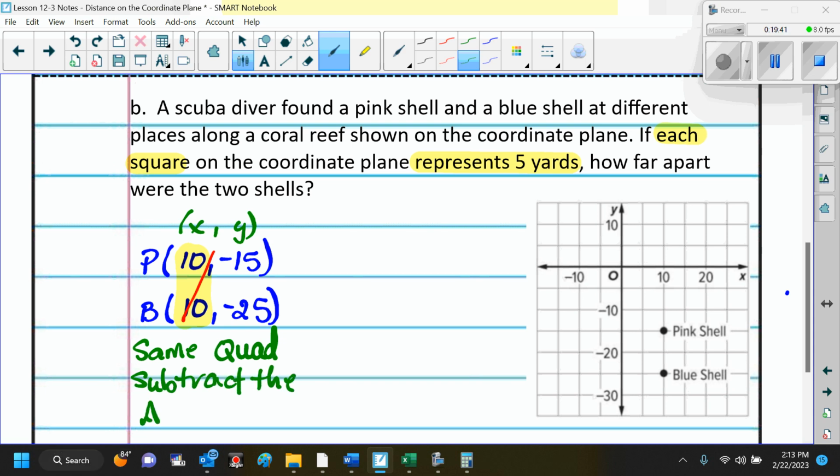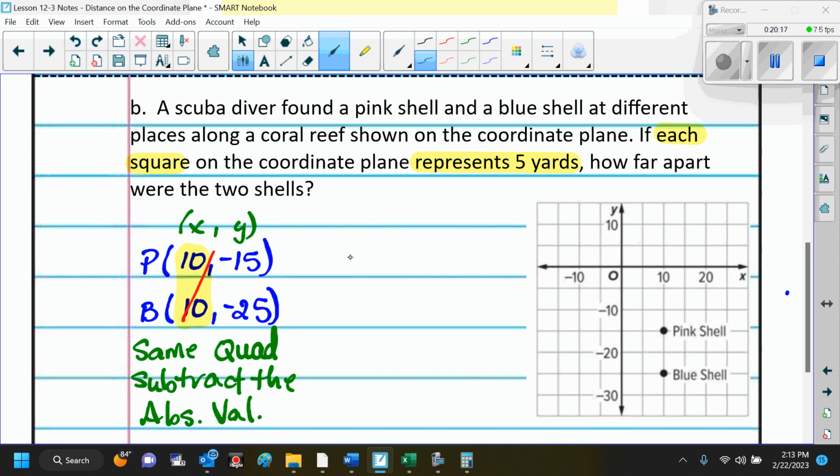Subtract the absolute values. Okay? So we've got, let's see, the absolute value of -15 minus the absolute value of negative 25. Now, in this case, I think we would want to subtract the big minus the little, okay? Big number minus a little number. So let me just rewrite this.